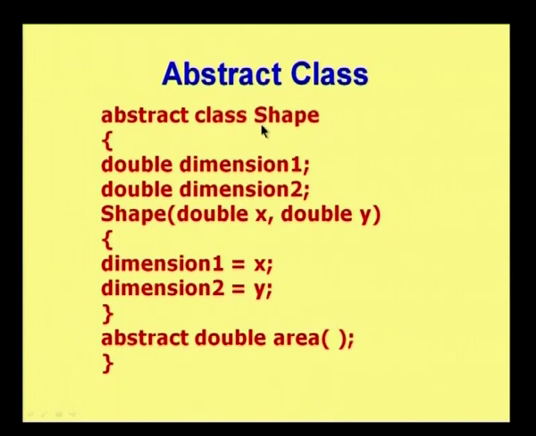Here we have abstract class Shape, and then I have two double variables, dimension1 and dimension2, and then I have a constructor. Next is an abstract method.